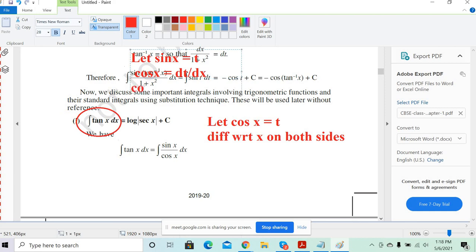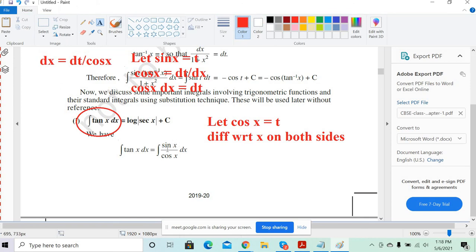So what I'll get is cos x dx is equal to dt. But do I have the cos x dx in the numerator? No, I don't. I have only sin x dx in the numerator. So I cannot replace it. If I put it like this, then I can replace dx. Dx will be equal to what? Dx will be equal to dt by cos x. Correct?